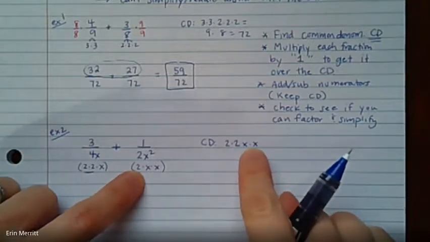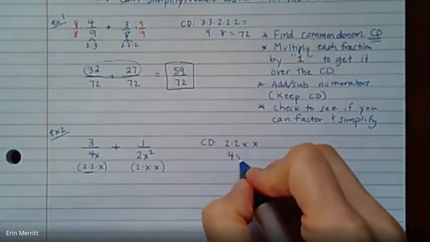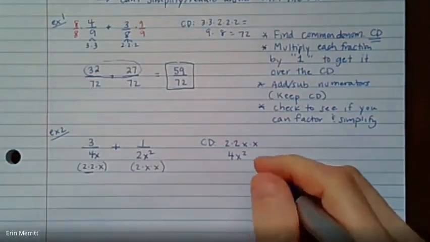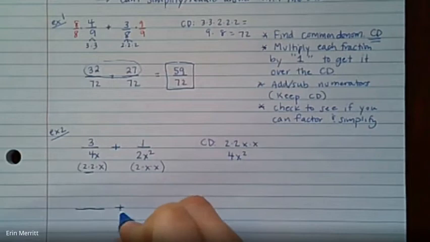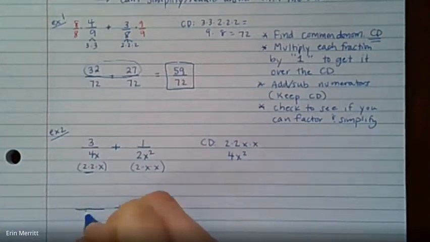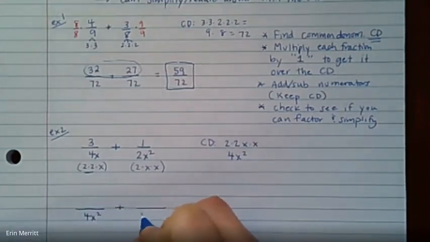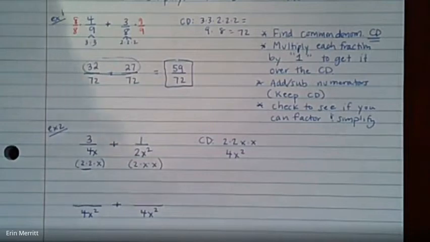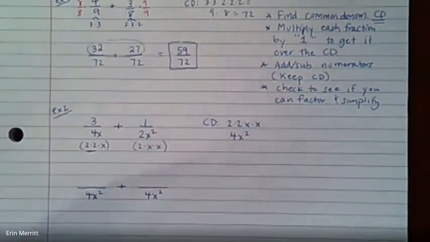2 and 2 x's are covered. So when I multiply that out, this is just 4x squared. All right, now that we have our common denominator, our goal is to get each fraction over that common denominator. So you have to think about, what do I need to multiply it by to get it from 4x to 4x squared? Well, that first fraction is just missing another x.